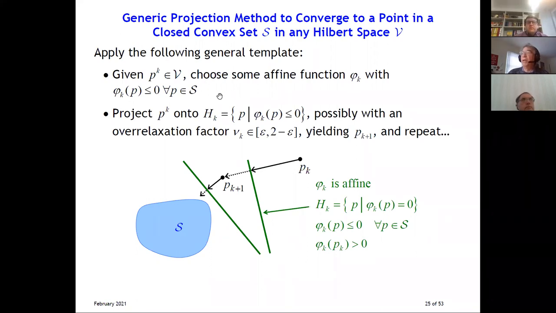So I can imagine the following generic algorithm framework. Given some point pk in the space, I choose some affine function such that the target set is on the non-positive side of this affine function, and hopefully, though not necessarily, the current iterate is on the positive side. Then I just project onto this half space, and maybe I do some over-relaxation by a factor that's bounded away from 0 and 2. That gives me a new point. Then I find another half space, project onto that, maybe with some over-relaxation, and I keep going.